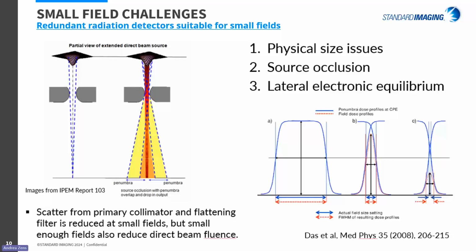Scatter from the primary collimator and flattening filter is reduced at small fields, but small enough fields also have reduced direct beam fluence. Equilibrium conditions: lateral scattering distance equal to or greater than the range of electrons. What are the practical implications of this? You may start to lose lateral equilibrium when beam width is less than 2 times Dmax. Higher energies lose beam plateau sooner. Detector positioning, perturbation, etc., come into play sooner for higher energies. It's important to characterize profiles, not just output factors.